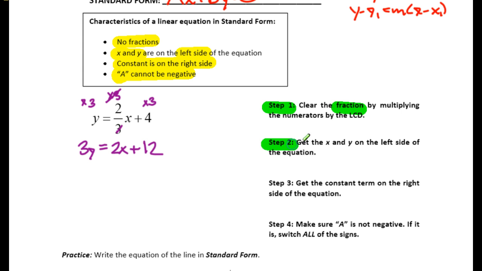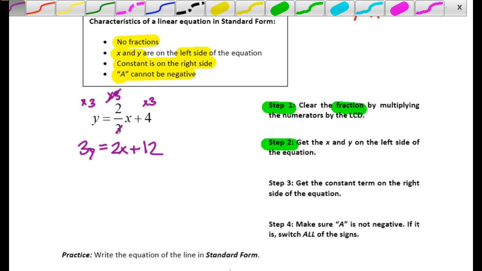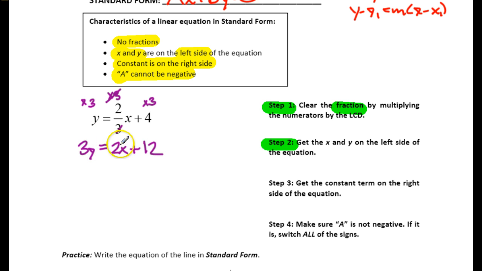Now let's go to step 2. I need to get the x and y on the left side of the equation. So if we look here, the y is over here, but now I've got to move this x. And this is just simple equations. How do I move this? I do the opposite.